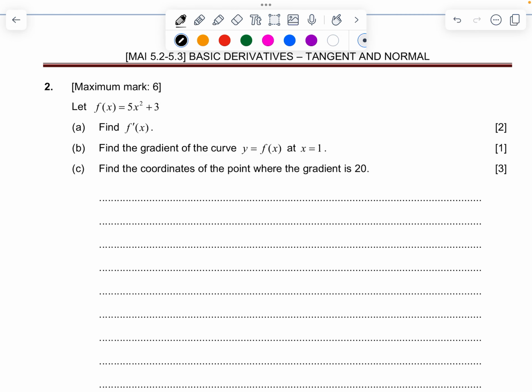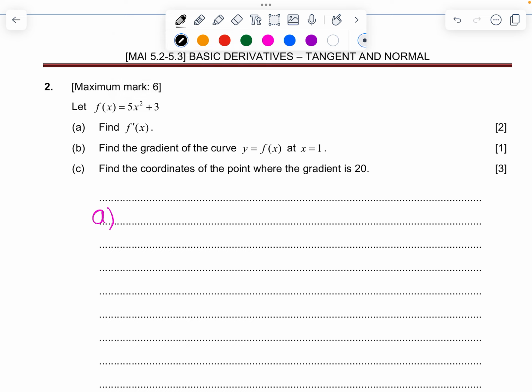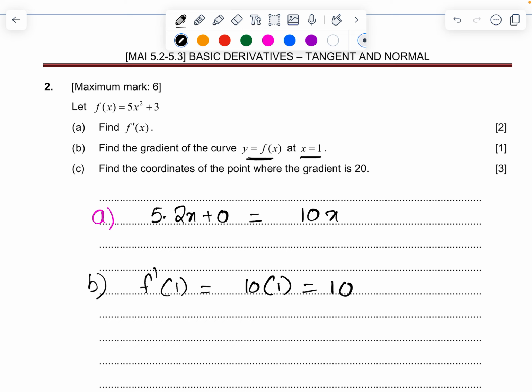Coming to question number 2. F of x is given. What is f prime x? F prime x is going to be 5, 2 times 2x, plus 3 derivative is 0. So which is going to be 10x. Part B, find the gradient of the curve y equals f of x at x equals 1. So I want to find f prime of 1, which is 10 times 1, which is 10.